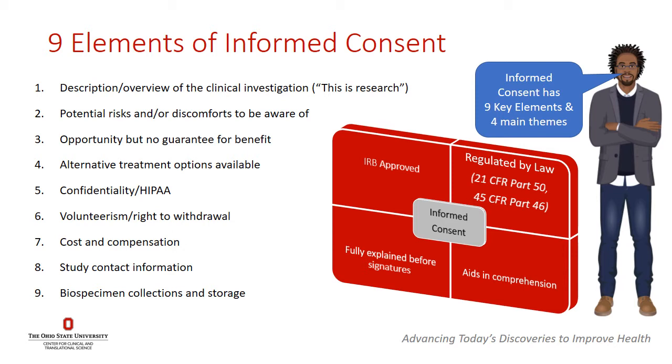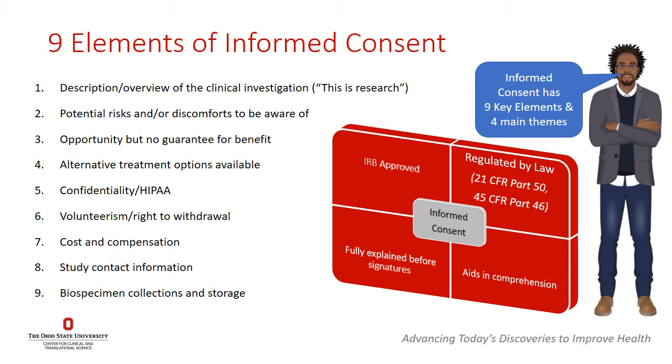There are 9 key elements that must be identified and explained in each document. First, you must include a description or an overview of the clinical investigation, a statement that makes sure the participant understands that this is research. Secondly, potential risks and/or discomforts to be aware of need to be discussed. Third, an opportunity but no guarantee of clinical benefit. You must make sure the patient is aware that they cannot be guaranteed clinical benefit, but obviously that the research hopes to help them.